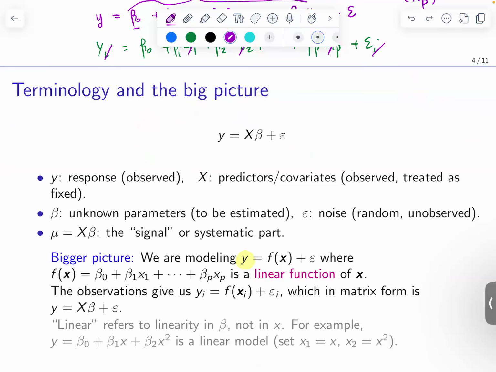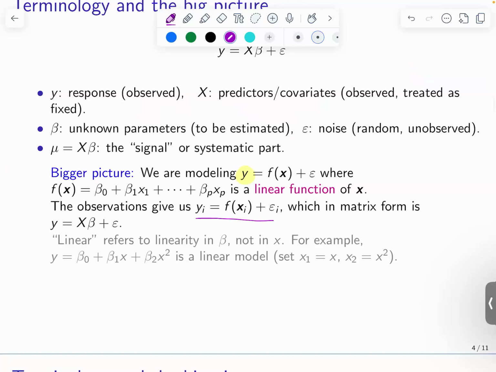So then each observation, you can think of it as yi is now f of xi plus epsilon i. And then once you write it in matrix format, you get y equals x beta plus epsilon. This is at observation level, you have a function. The thing is, we often look at it as a linear function in x, but really, if you want to think about a linear model, the linearity in beta is what matters, not linearity in x.